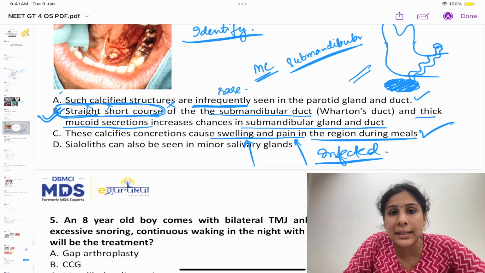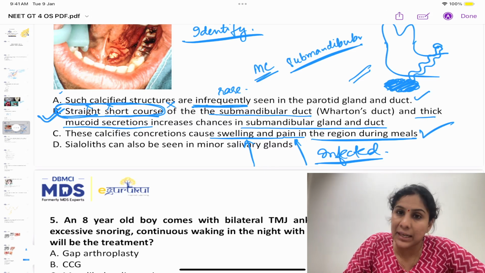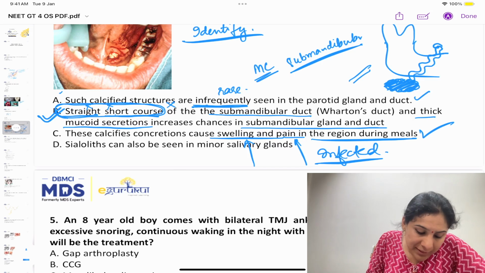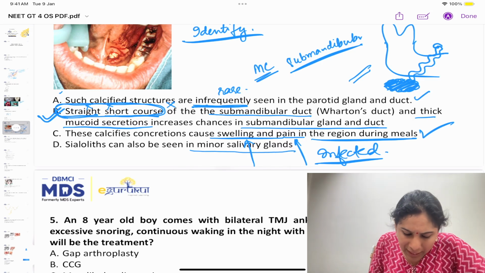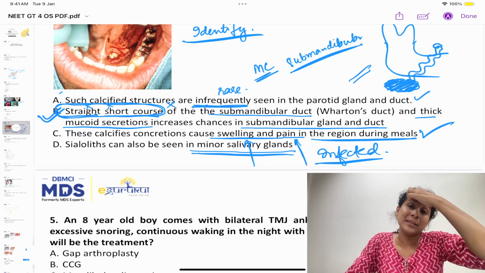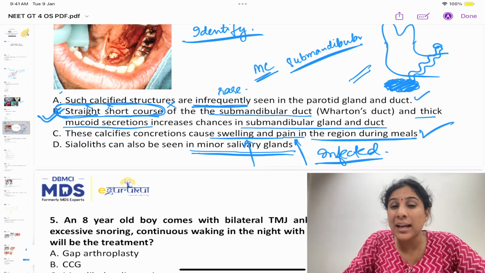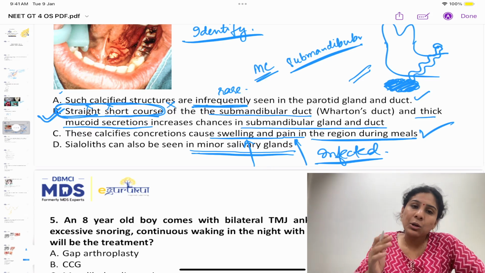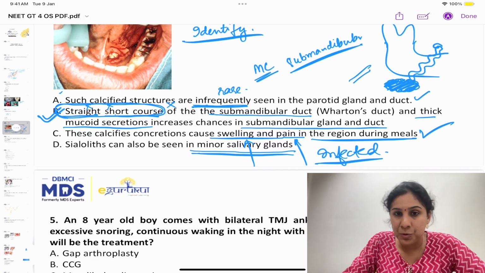these symptomatic cases will require a treatment. Sialoliths can also be seen in minor salivary glands. Yes, very, very rarely, but you can see sialoliths in the minor salivary glands also. They are not of much significance, but the only wrong option here is option B.